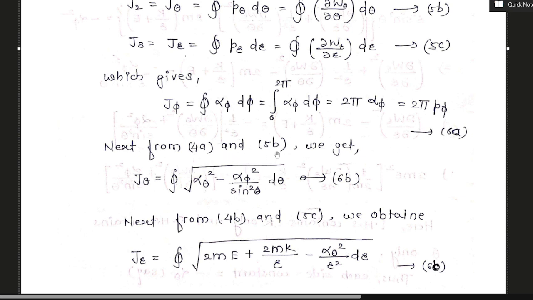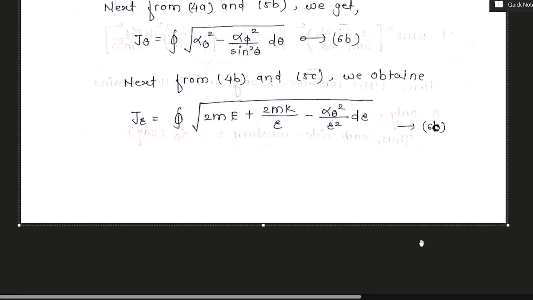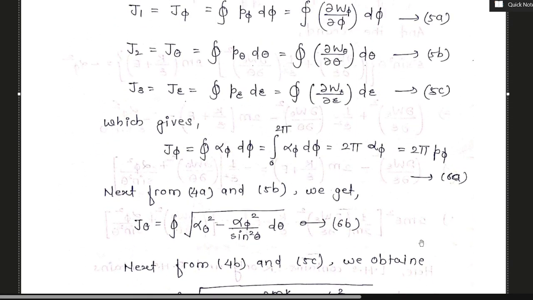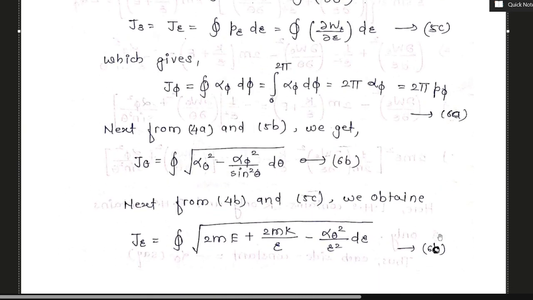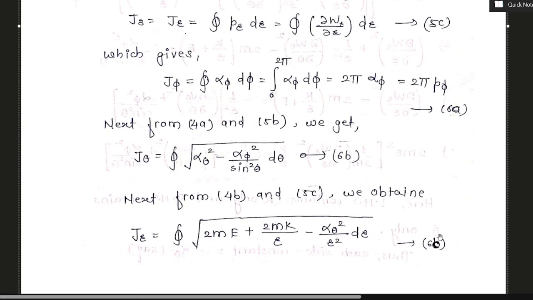Next, from equations 5a, 4a and 5b we get equation number 6b, and from equations 4b and 5c we get equation number 6c. These equations 6a, 6b and 6c are the values of J_phi, J_theta and J_r in Kepler's problem in action angle variables, and these are the values we had to find. Okay, we will stop today's lecture here and our unit is complete. In the next lecture I will start unit number 4. Thank you.